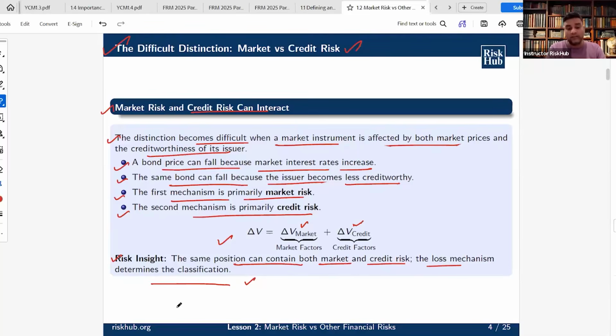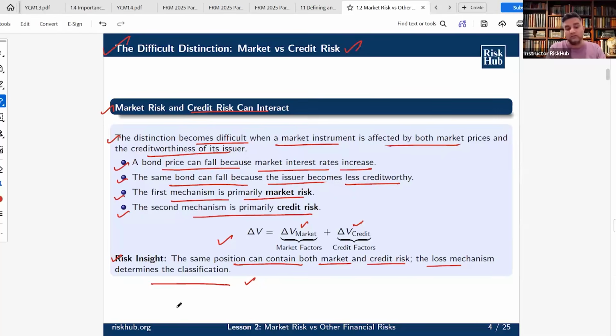A bond price can fall because market interest rates rise. The same bond price can fall because the issuer becomes less creditworthy. The first is treated as market risk. The second is treated as credit risk. Creditworthiness is the market's assessment of the issuer's ability to pay. An issuer is the borrower that sold the bond.